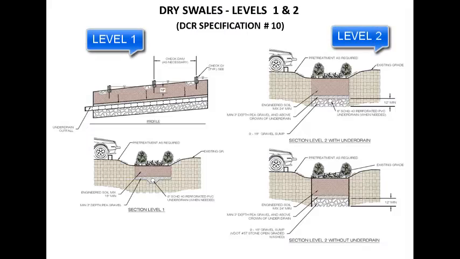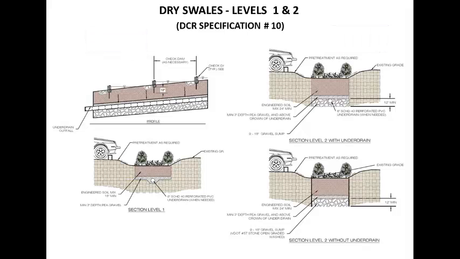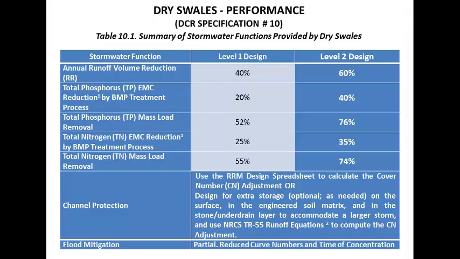Dry swales are essentially bioretention cells that are shallower, configured as linear channels, and covered with turf or other surface material. They, like grass channels, are a preferred stormwater practice for linear highway sites. Table 10.1 gives the runoff and pollutant load reductions for different levels of design of dry swales.